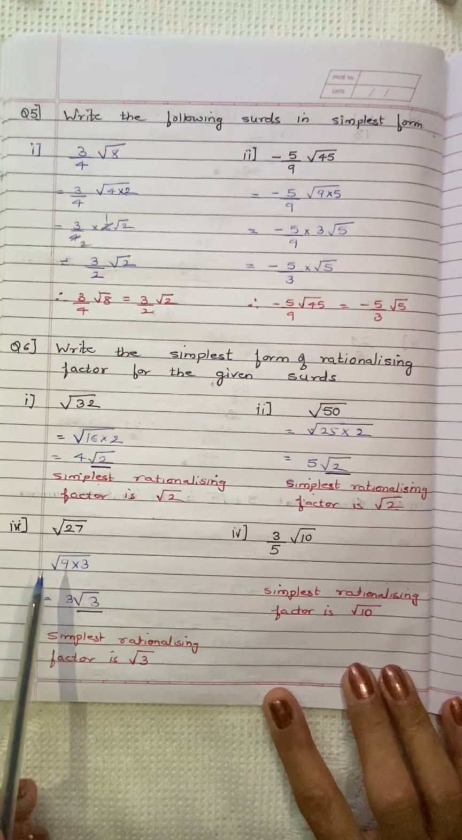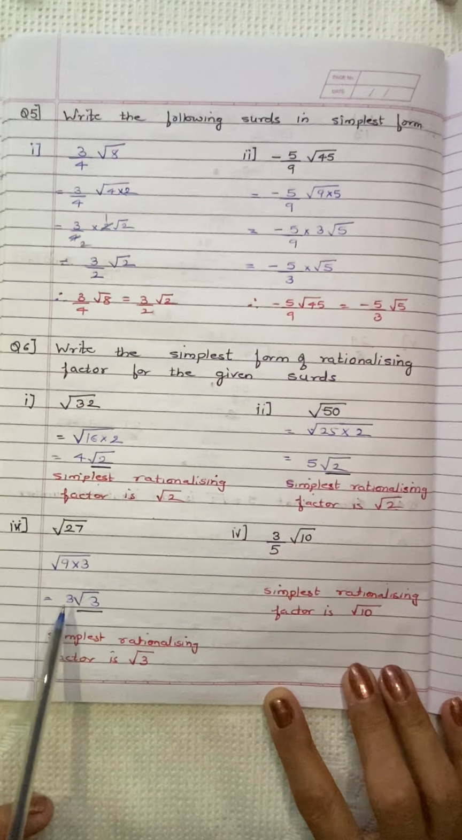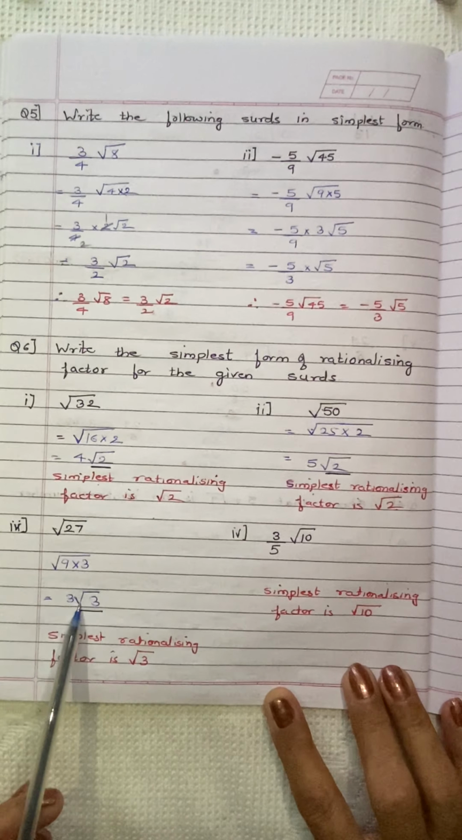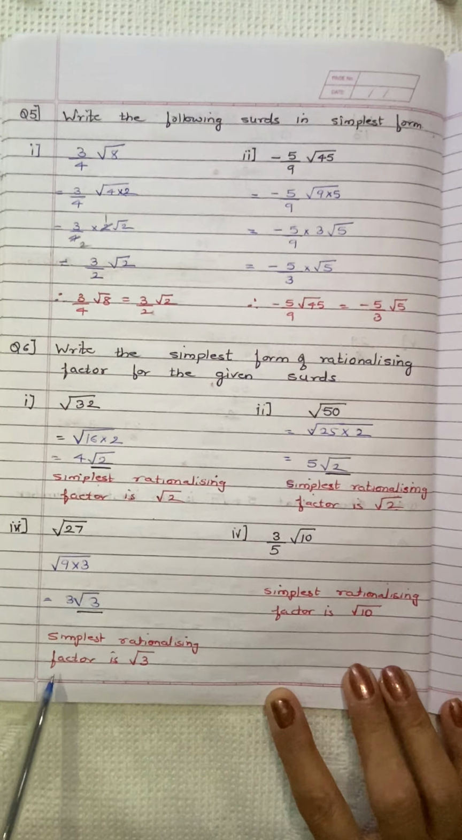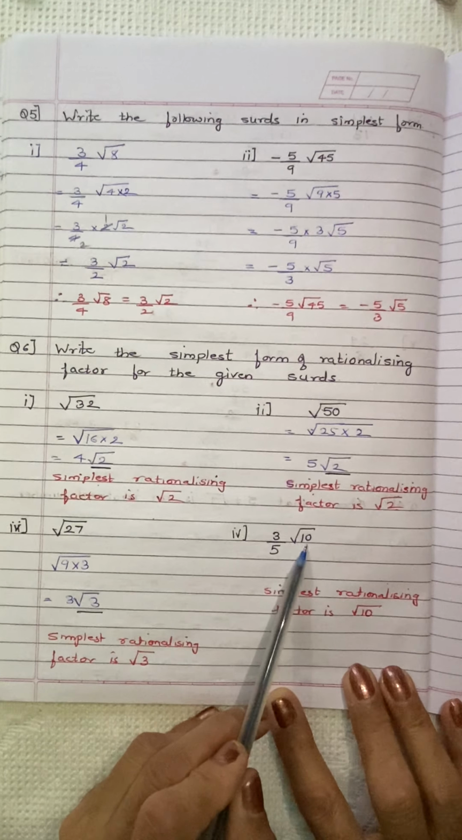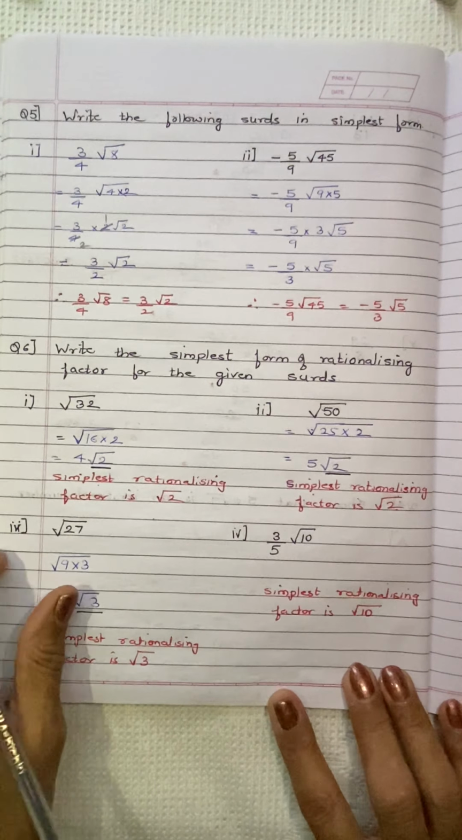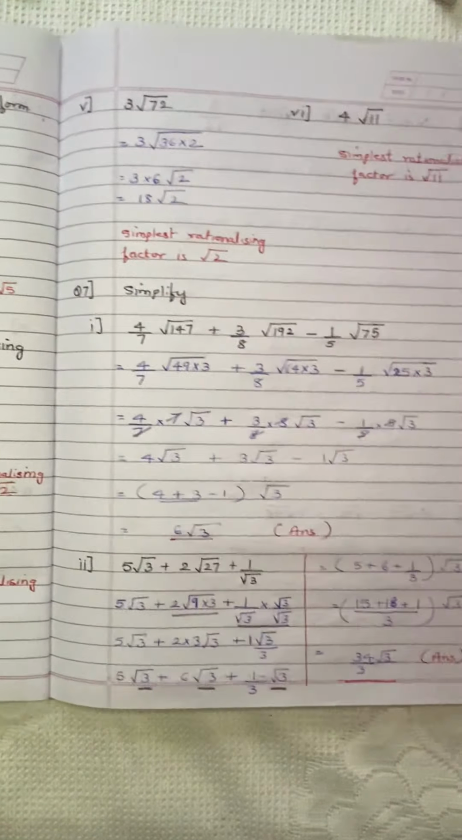Now root 27, I can split this as 9 into 3, root 9 will be 3, which will be outside the square root, and root 3. The simplest rationalizing factor is root 3. And 3 upon 5 root 10. This will be the simplest because I cannot split the number 10 into any of the squares of numbers. So this is the simplest rationalizing factor, that is root 10.